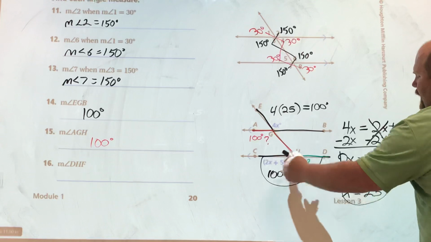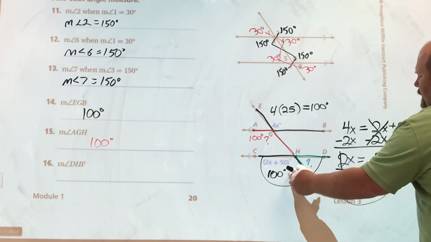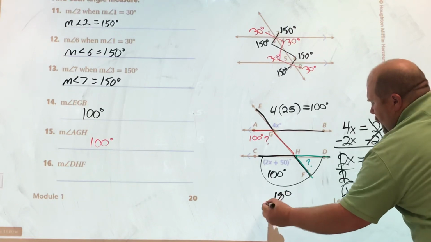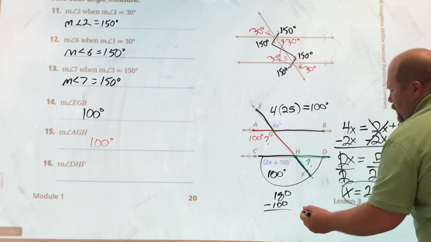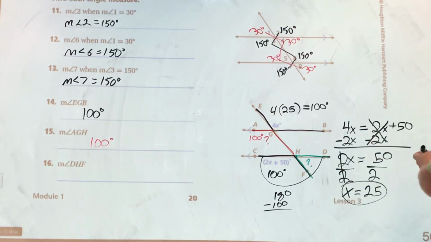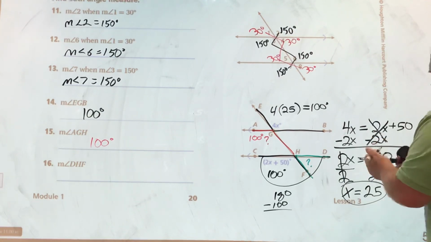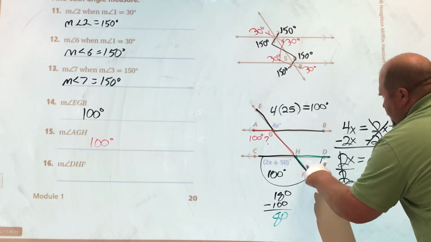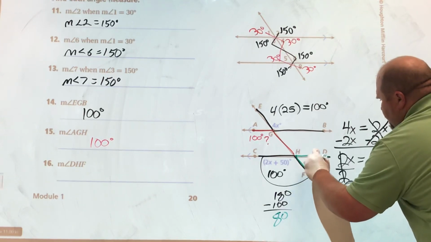So if together they're 180, and this piece right here is worth 100 by itself, so that's just 180 take away 100. And what do you have left? That's right, 80 degrees. So this missing piece right here, we now know is 80 degrees.